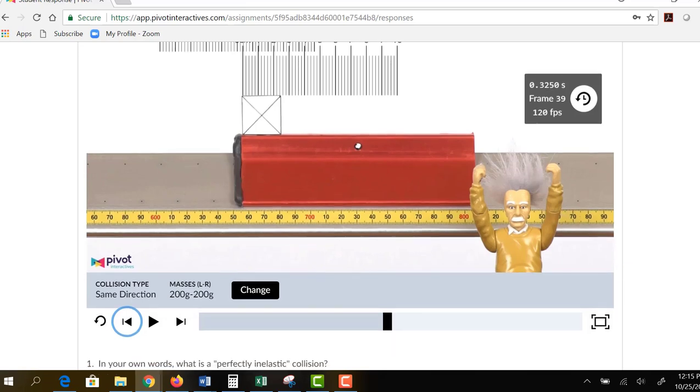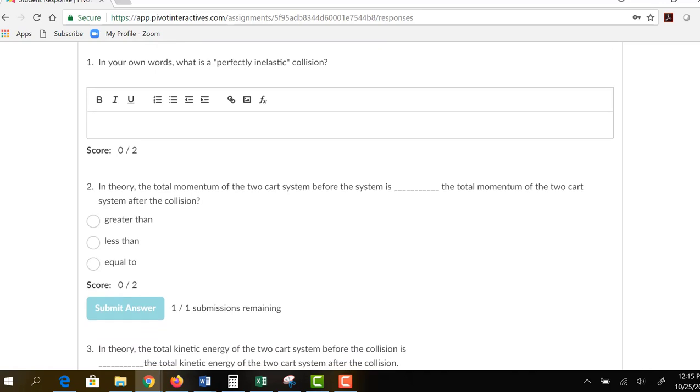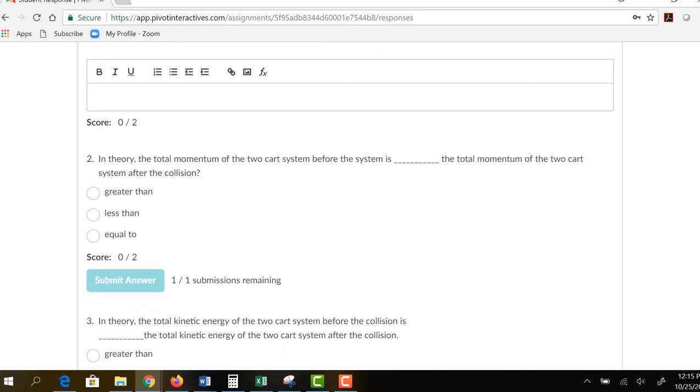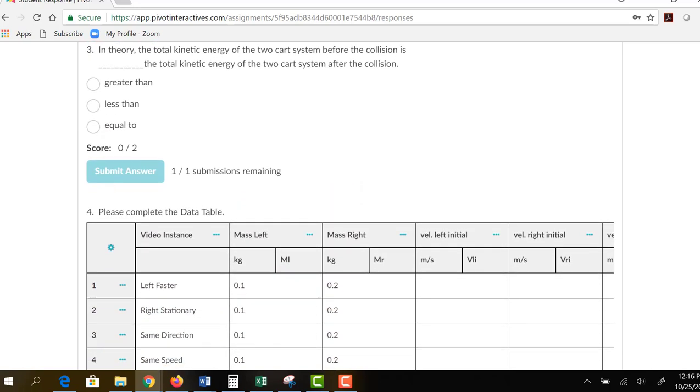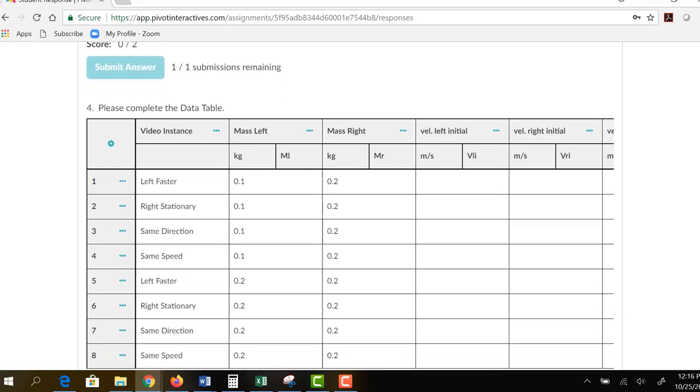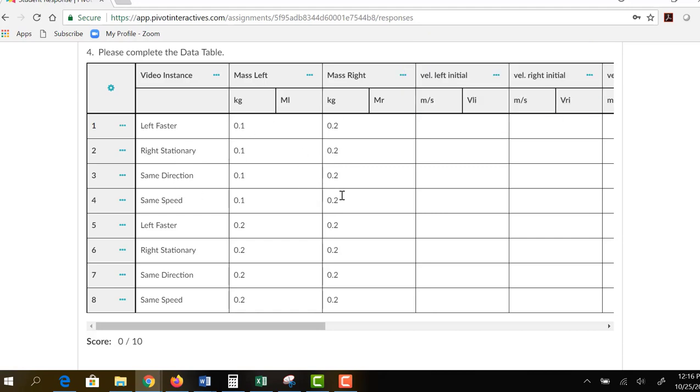Let's take a look at this table down here. Oh, first there's some questions that you answer. What is perfectly inelastic, etc. So if you watch the video, which I know you have because literally you're watching it right now, you should be able to answer those questions no problem. And here's 8 different situations. Left faster, right stationary, same direction, same speed, and this combination of masses. Left faster, right stationary, same direction, same speed with this combination of masses. Okay, so this is all populated for you.